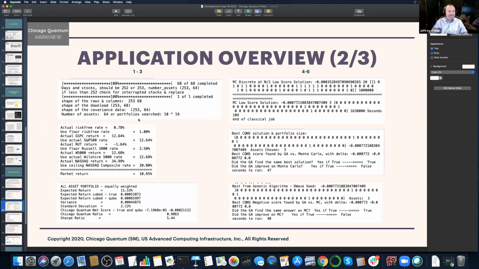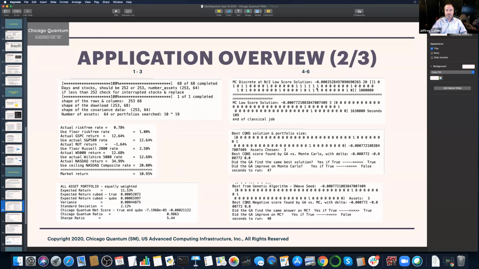Here's kind of what it looks like. 253 stocks. Here's the market. This was a couple days ago. The market had returned 11%. The risky part of the market return was 11% over the past year. That number's been as high as almost 20, so we've seen a correction in the market. The all asset portfolio has a Sharpe ratio of 5.44 right now.